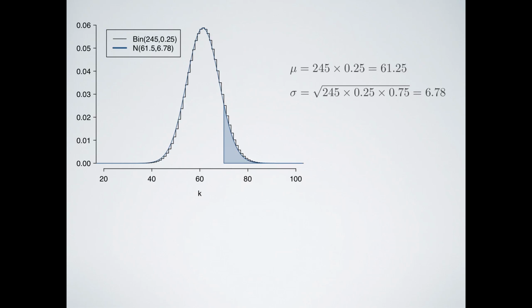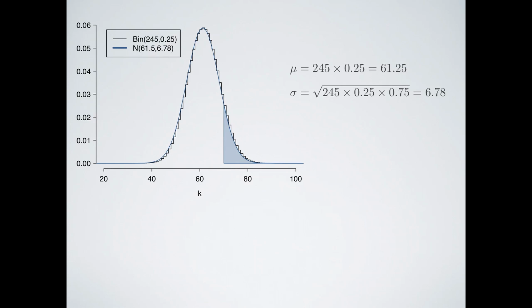As we can see, the normal and the binomial distribution indeed look alike. The mean of the distribution is 61.25, that's the expected number of power users among a sample of 245 friends, and the standard deviation is 6.78.